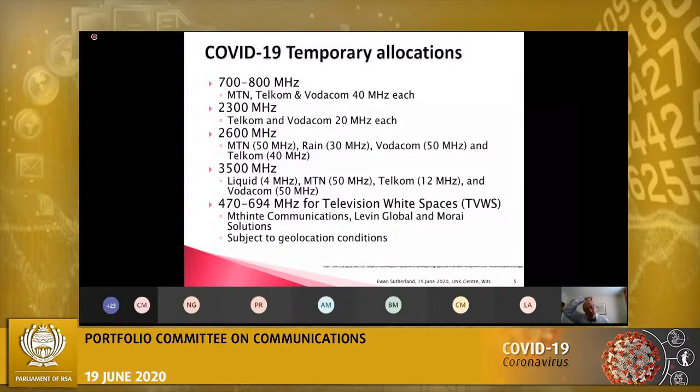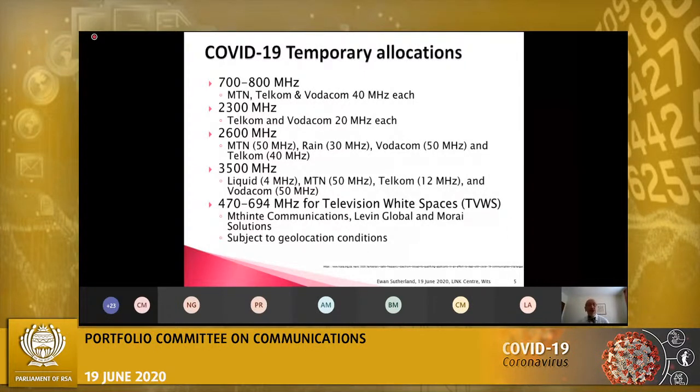I should say there were a whole lot of people who were upset by that because they didn't get the spectrum. But I think the explanation for that is principally that these were the guys who had the capacity to use it very quickly. And that gives us an indication of just how much spectrum there is held.